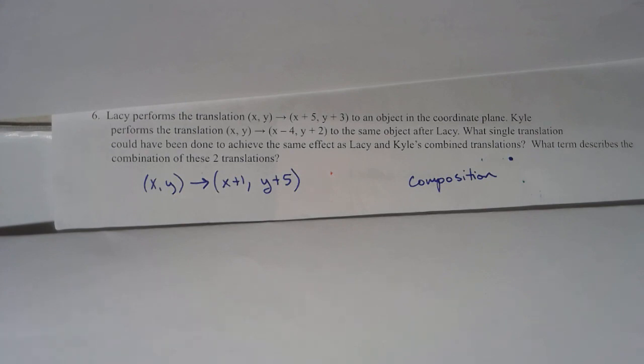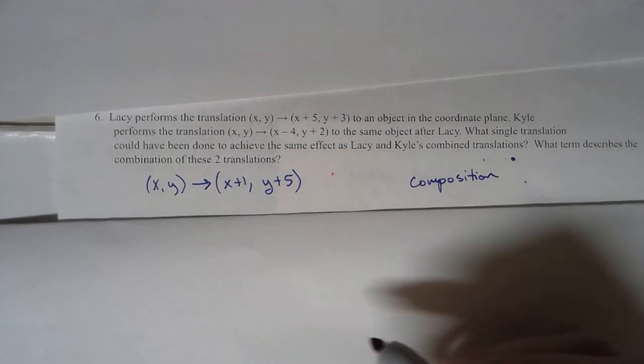Okay, so basically, Lacey moves an object 5 to the right and 3 up, and then Kyle picks up where she left off and moves that object back 4 and up 2. So we need to determine what would be the best way to translate it just once and get the same position. Okay, so let me illustrate this.